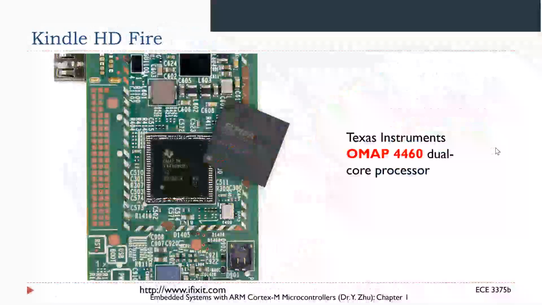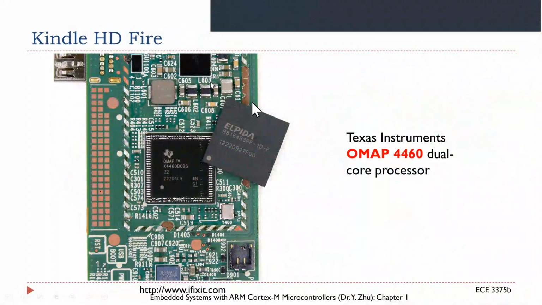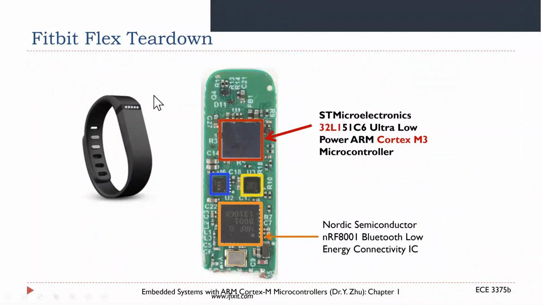And then there would be Kindle HD file. So it has a dual core processor which contain 2 ARM processors inside this Texas Instrument chip. It has a Fitbit smartwatch. So it has a ARM Cortex M, which is defined as a microcontroller. So, and it has M3 that is inside the Fitbit.